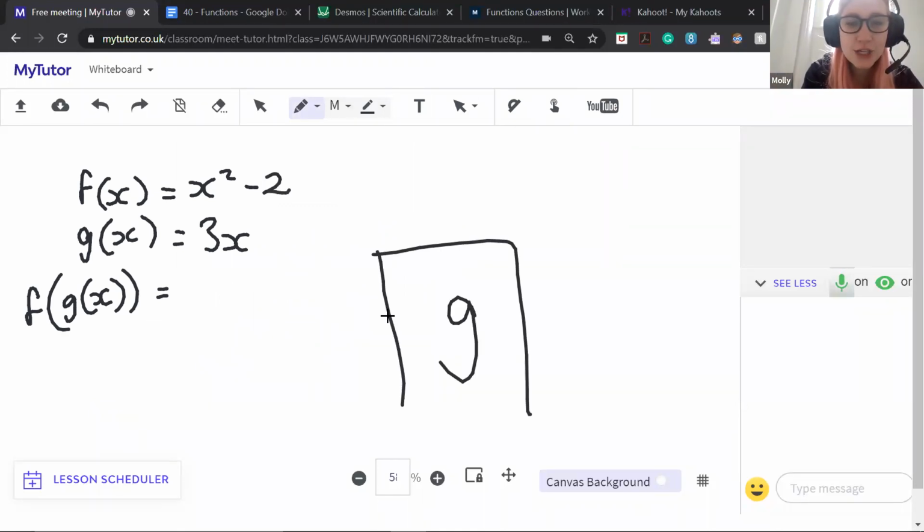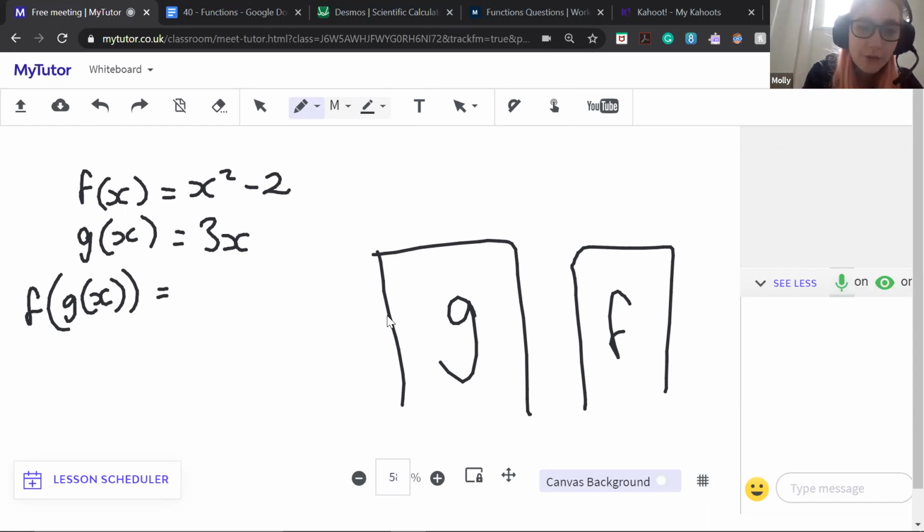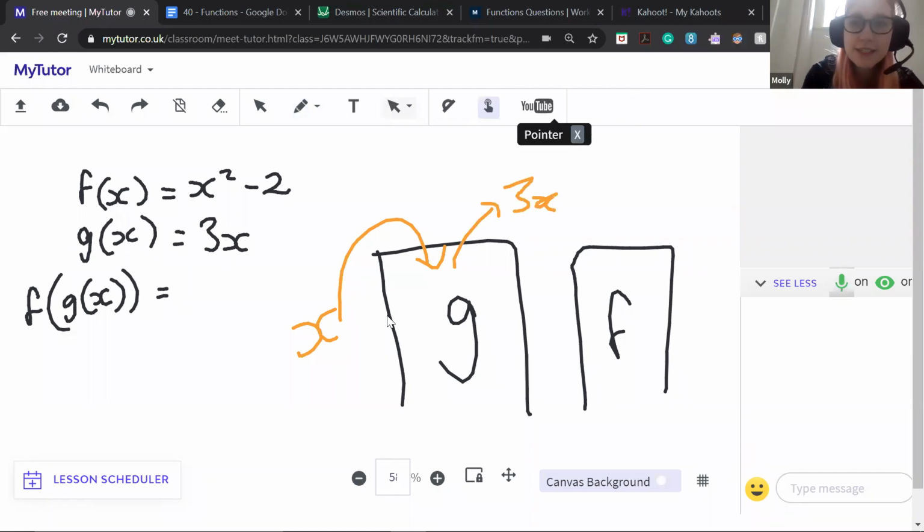So we've got our g machine here, which multiplies your x by 3, and we've got our f machine here, which takes your x and squares it and subtracts 2. And I've got a little x here. I chuck my x into the g machine, and g spouts out 3x, because that's what g does. Whatever you give it, it gives you three lots of that.